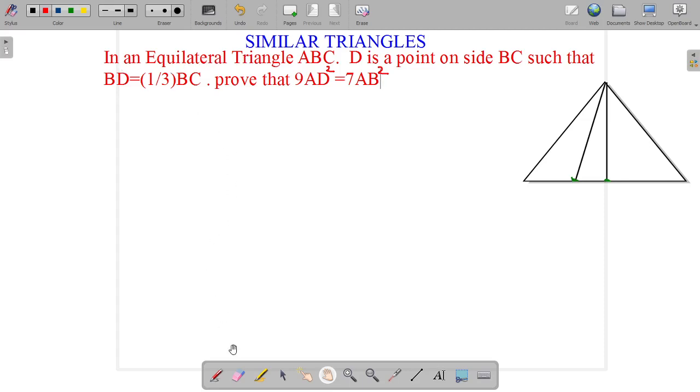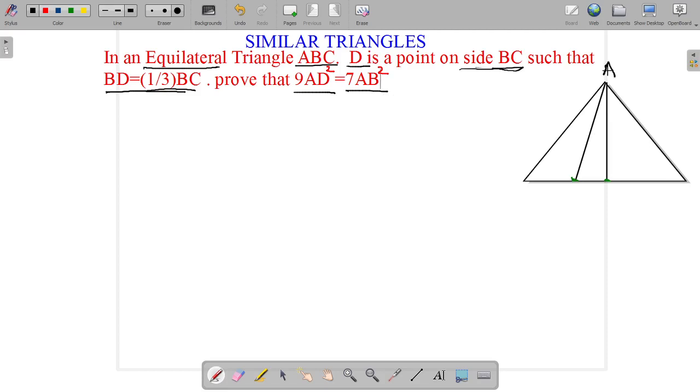In an equilateral triangle ABC, D is a point on side BC such that BD is equal to one third BC. Prove that 9AD square is equal to 7AB square.